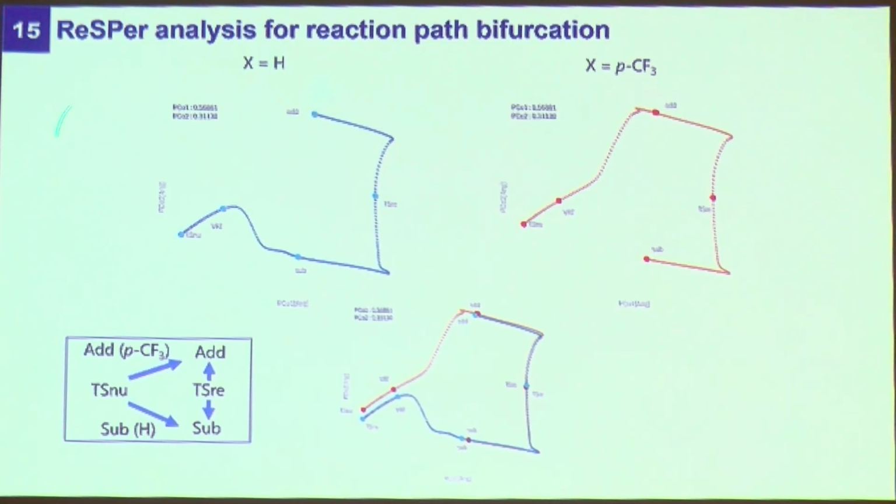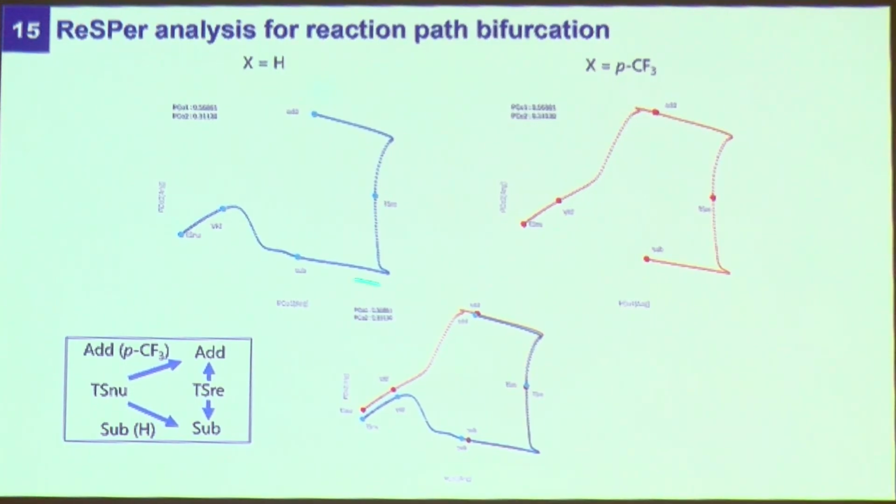So this is the case for X equal H, with principal coordinate 1 and principal coordinate 2. And this is the case of the second reaction, X equal para-CF3. Starting from the transition state, around here, Barré-Rich transition occurs, and then it leads to sub structure. And this IRC is also calculated. Then we apply RESPER analysis.